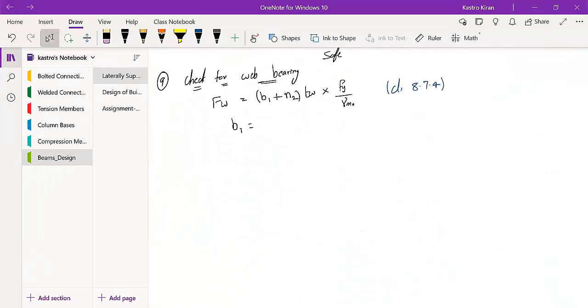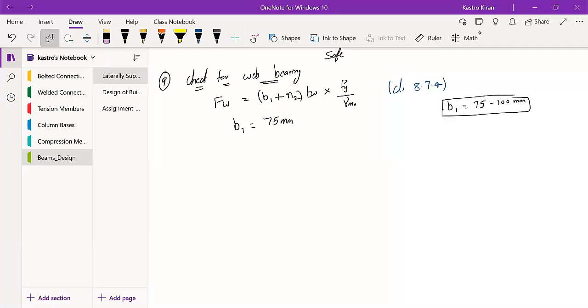So let's write the stiff bearing length, which is 75 mm. Sometimes they might not give you the stiff bearing length. If they don't give you the value of stiff bearing length, you can assume a value from 75 to 100 mm. If it is given, then there is no problem. If it is not given, then you assume the value of B1 between 75 to 100.